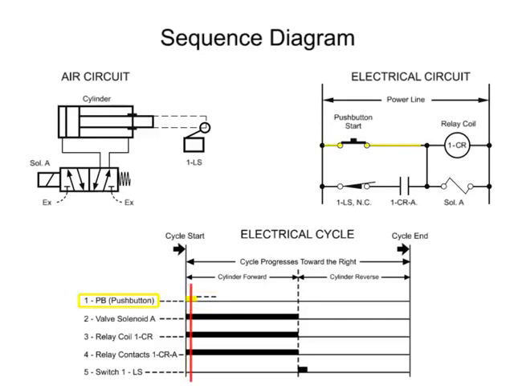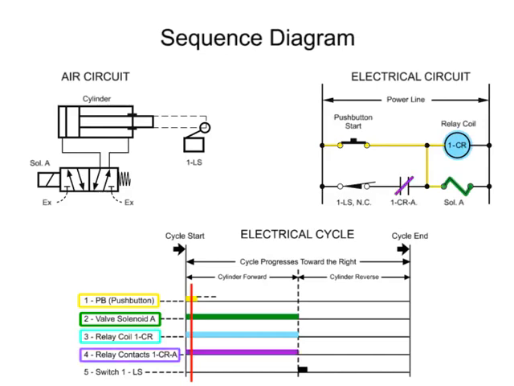When the push button is depressed, the relay coil and the valve solenoid immediately become energized as shown on lines 2 and 3. Now that the relay coil is energized, relay contact 1 CRA closes and also becomes energized as indicated on line 4. This sets up a holding circuit through switch 1 LS and contacts 1 CRA, which keeps current on the relay coil and the valve solenoid even though the push button has been released.